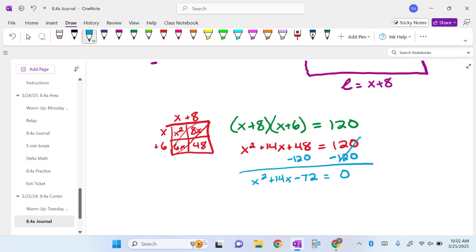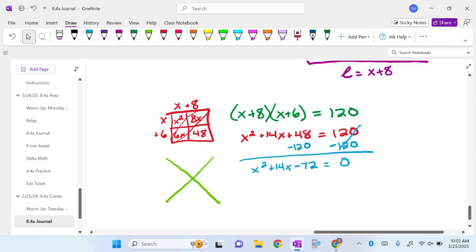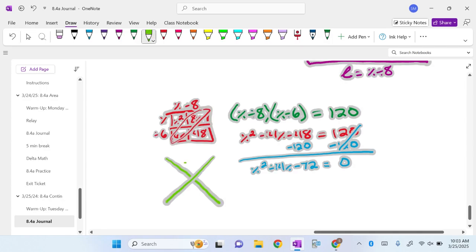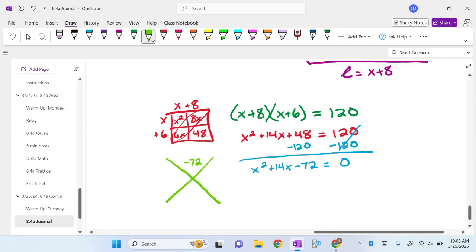Now we can do big X. All right. So with big X, what goes on top? A times C, which is negative 72. What goes on the bottom? B, or 14. So I need two factors of 72 that add to 14.